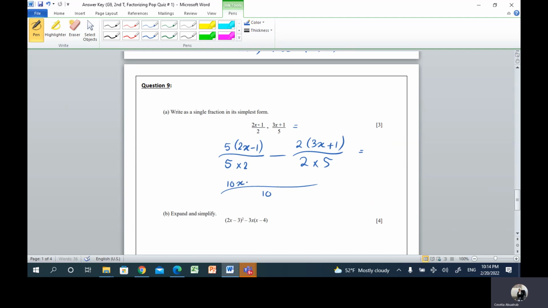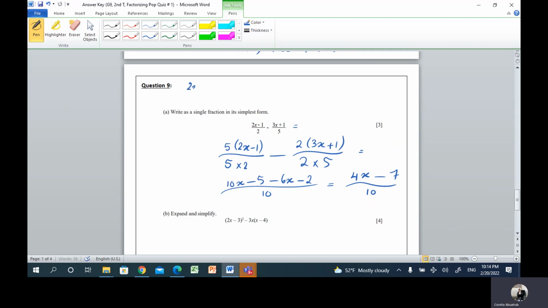5 times negative 1 will be negative 5. And here, negative 2 times 3x will be negative 6x. Negative 2 times plus 1 will be negative 2. And if we want to simplify, it's over 10. 10x minus 6x will be 4x. And minus 5 minus 2 will be minus 7. So this can be written here.